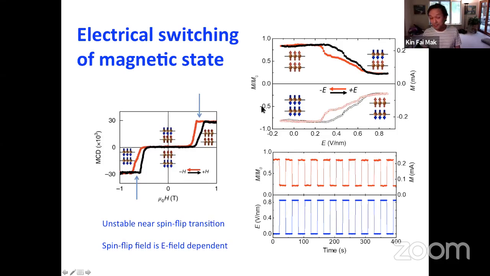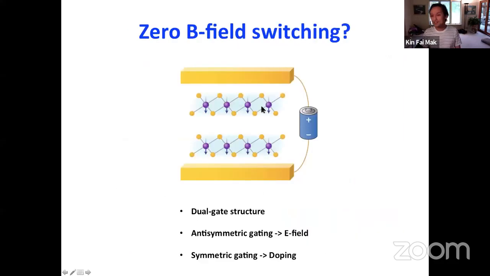And it's a reasonably large magnetic field. You don't really want to use it in your magnetic memory devices, because it's a 0.7 Tesla magnetic field that you need to apply to your device in order to switch the spin. So the question is, can we really realize a zero magnetic field switching in our system?